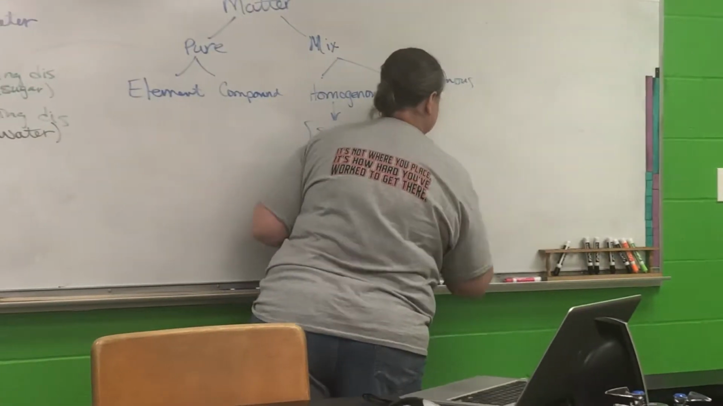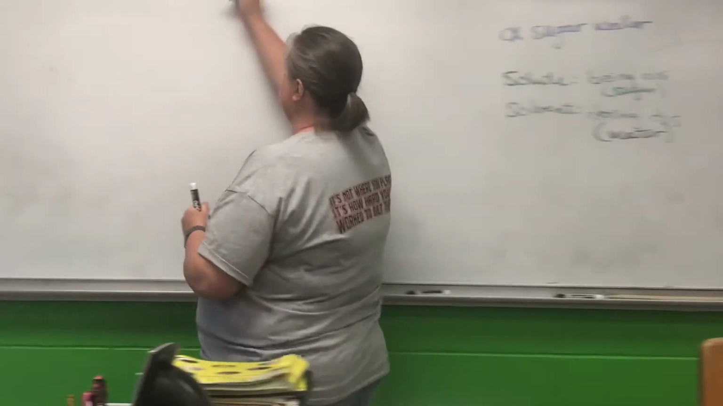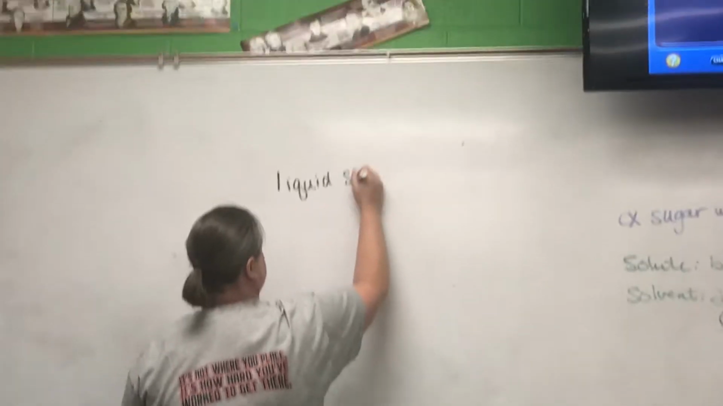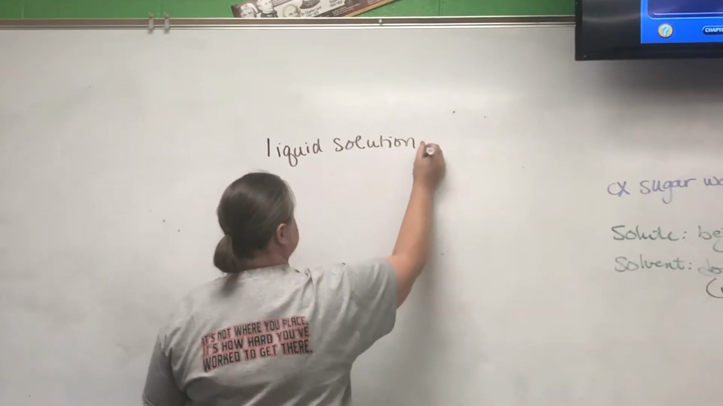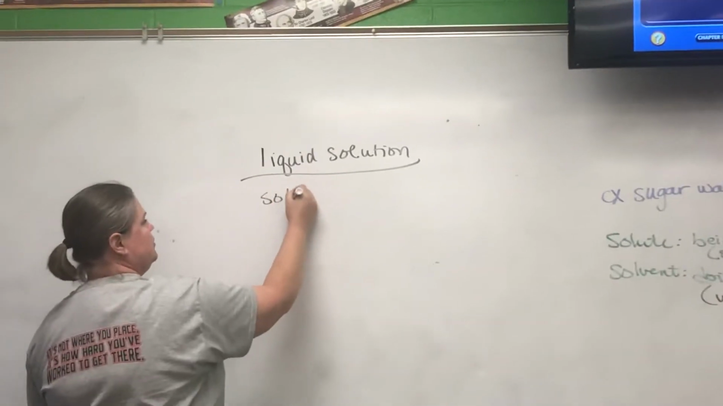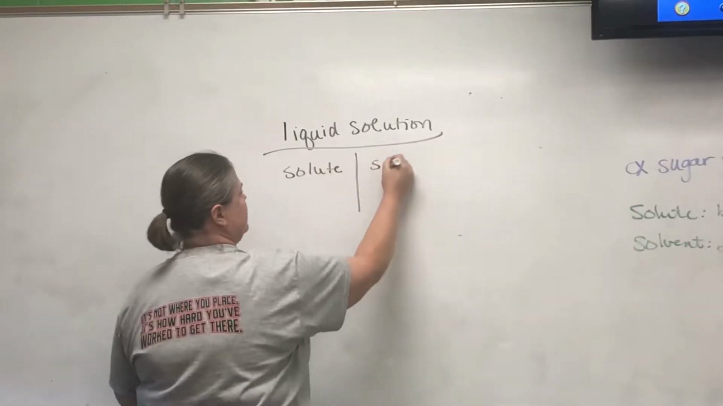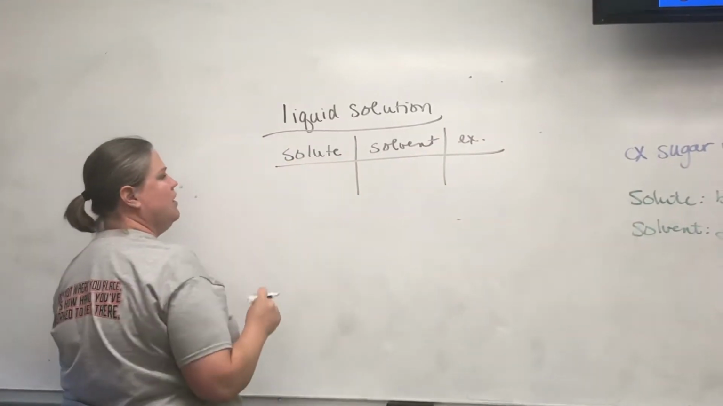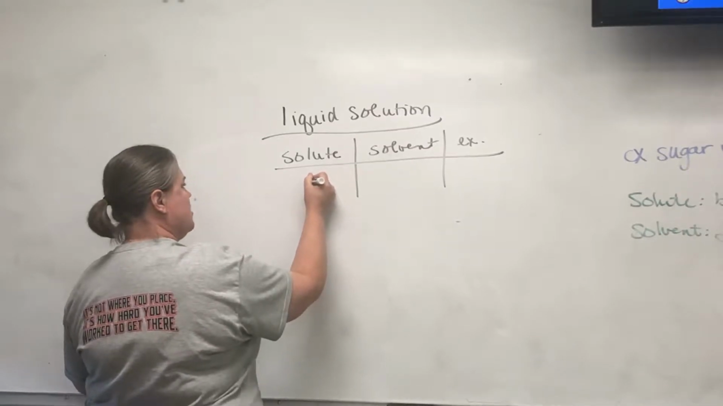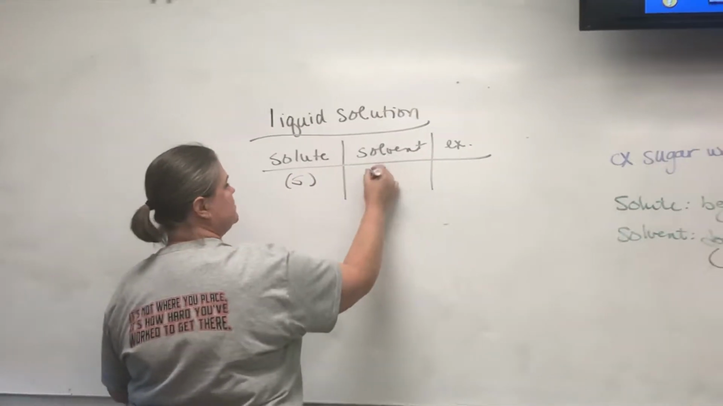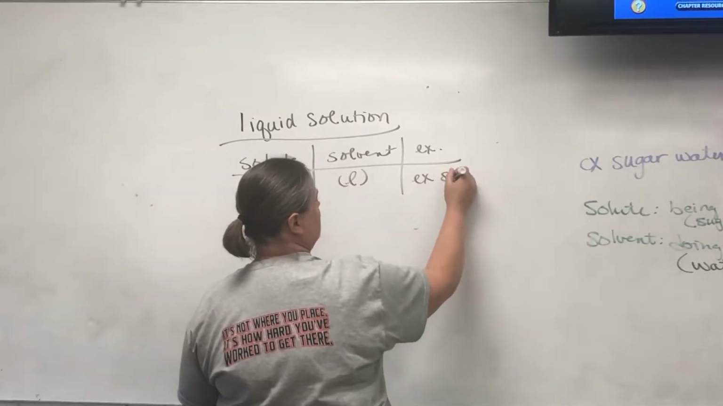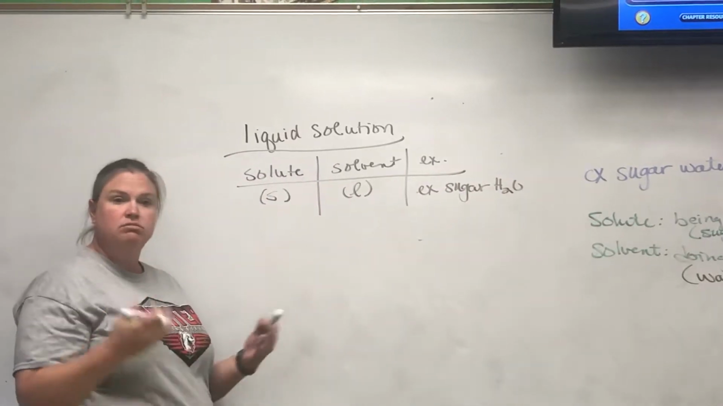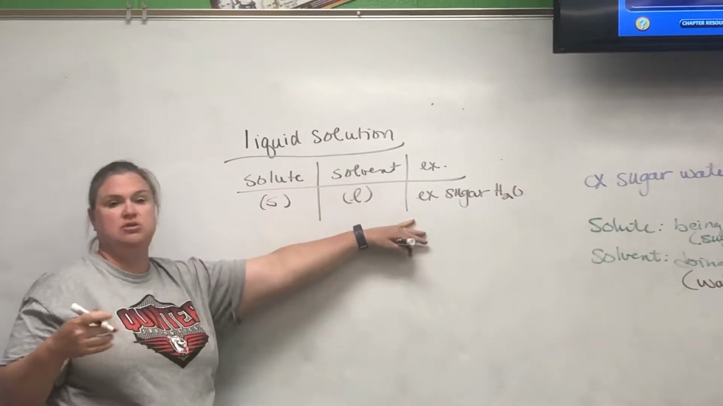So let's talk about some of these examples. So first of all, let's start with liquid solution. If you have a liquid solution, you can have, and I'm going to put on here, solute, solvent, and an example, okay? So an example, you could have a solid solute and a liquid solvent. An example of that would be sugar water. Sugar normally is what? A solid. Your water is usually a liquid, dissolves, and it makes a liquid solution of that.